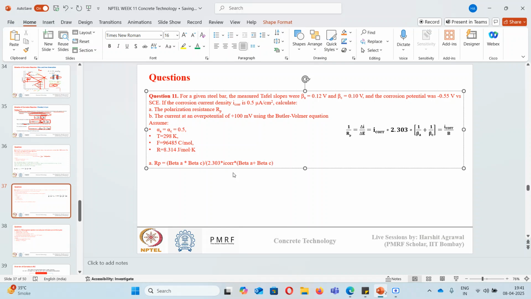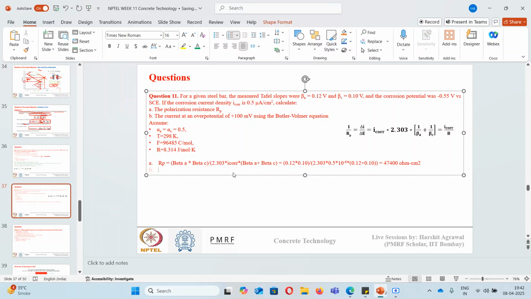When you substitute, what do you get? 0.12 times 0.10 upon 2.303, I_corr is given to us as 0.5 microampere. Into 10 to the power minus 6 also we need to do to convert it into ampere, so all the units are in the same order, into 0.12 plus 0.10. When you solve this equation, you will get an Rp value of 47400 ohm centimeter square. So this is the polarization resistance.